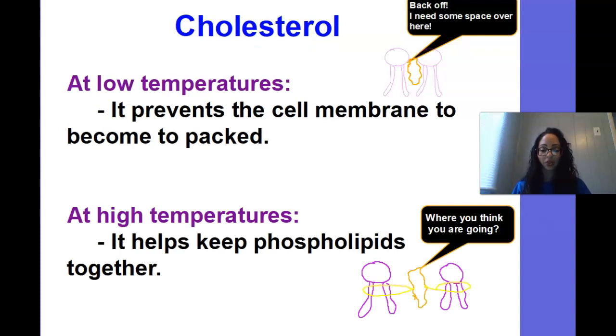At high temperatures, the cholesterol helps keep phospholipids together. So at high temperatures, it means super hot. The cell membrane, then, those phospholipids tend to spread out a little bit more, and the cholesterol says, "Hey, you, come back here," right? So it's acting like a cowboy with a lasso to pull them back together so they don't spread as much and we don't compromise the cell membrane.